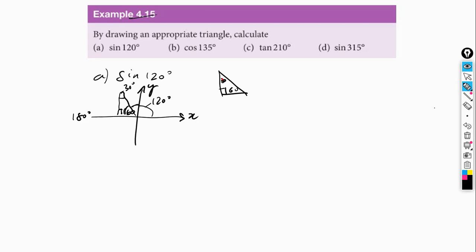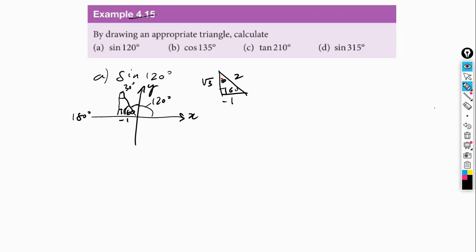And previously we learned that the 30-60 has a ratio that is always the same for all of these triangles. Remember that it's going to be 1 opposite the 30, then 2 for the hypotenuse, and square root of 3 opposite the 60 degrees. Now, in this case, it's going to be a little bit different. This measurement here is -1. So let's use -1 here.